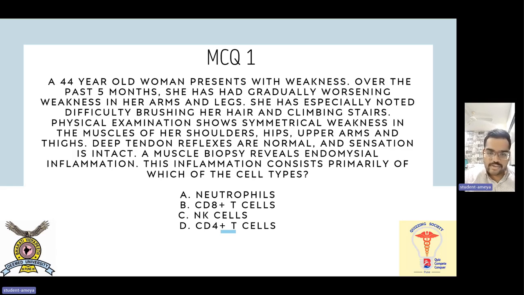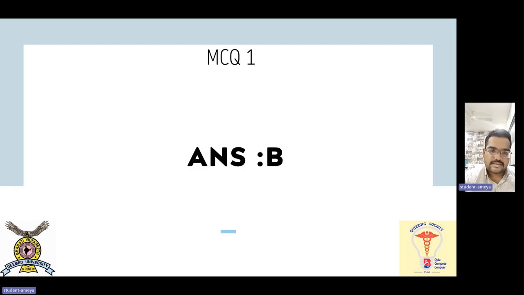In the previous video on the review of inflammatory myopathies, I have told you that endomysial inflammation is characteristically seen in dermatomyositis, whereas perimysial inflammation is seen in polymyositis. So the answer to this question is CD8 plus T cells, B.